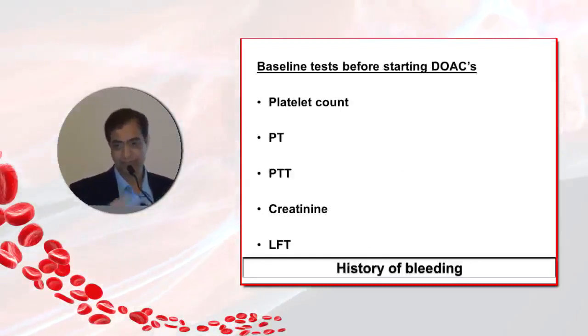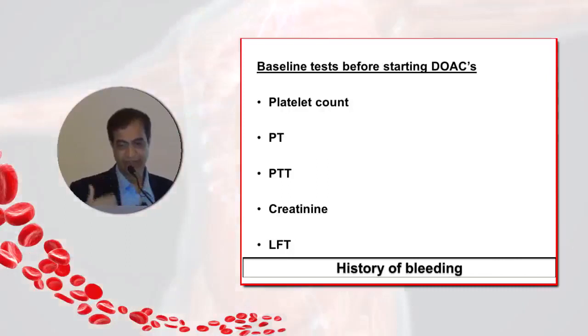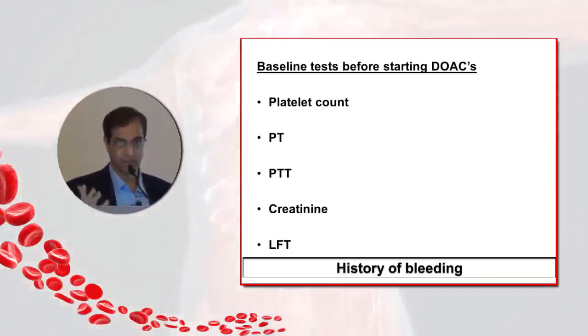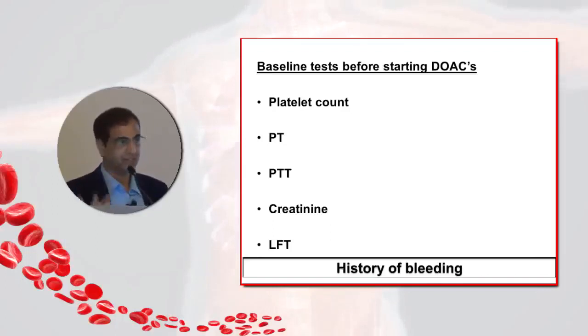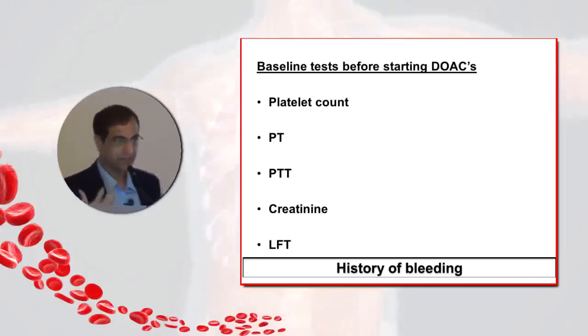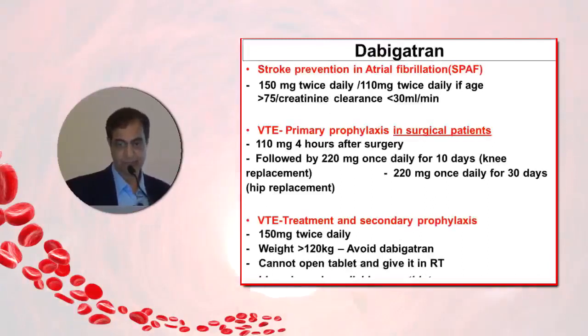Your baseline tests before starting DOACs are a platelet count and a PT-PTT. The platelet count and PT-PTT are just to tell you that your coagulation system is okay before you start him on a NOAC or a DOAC or an anticoagulant. And creatinine and LFT to tell you that the liver and the kidney are working fine, so you don't have to worry about the liver or the kidney in terms of bleeding propensity. And one of the other important things is the history of bleeding.